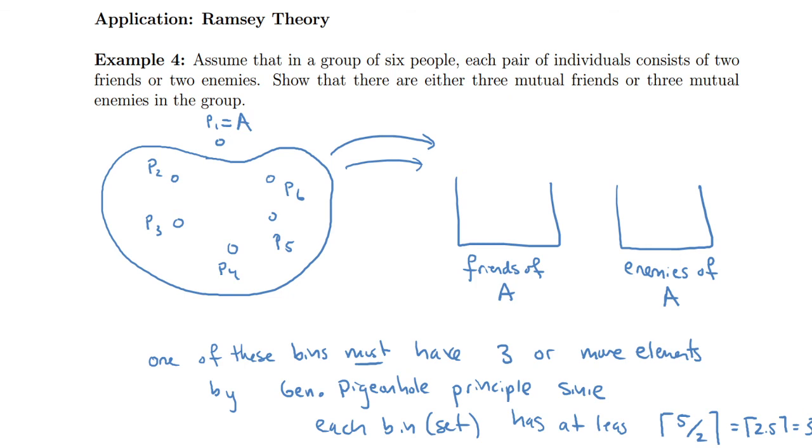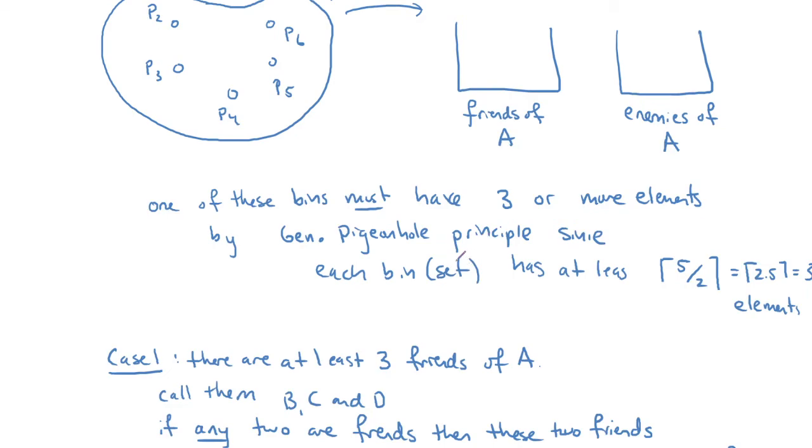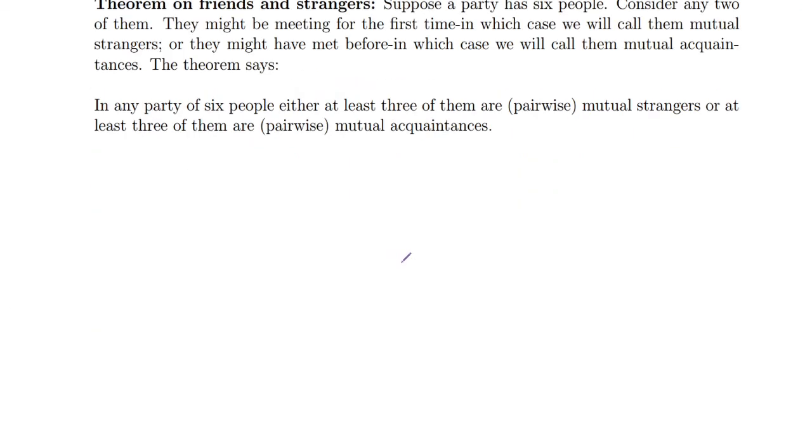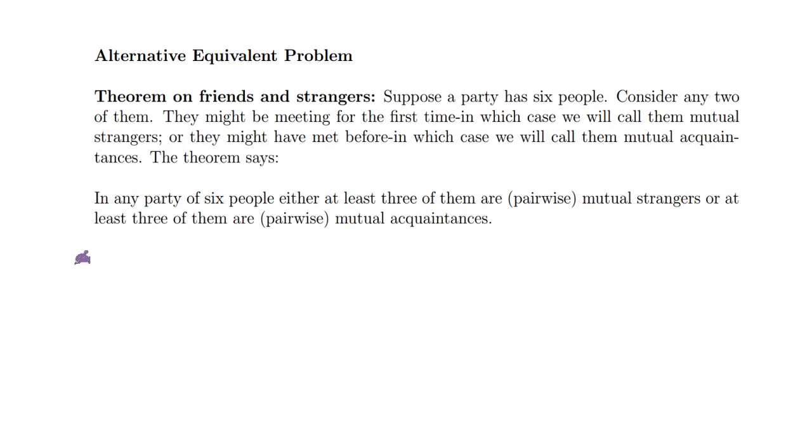Another way is with acquaintances and strangers. You could also think of it structurally as a graph theory problem. If you're interested, maybe I could draw you a picture for that. There's an entire Wikipedia article where I take this from. If you just search theorem of friends and strangers, you can see all the possible graphs that you can have.